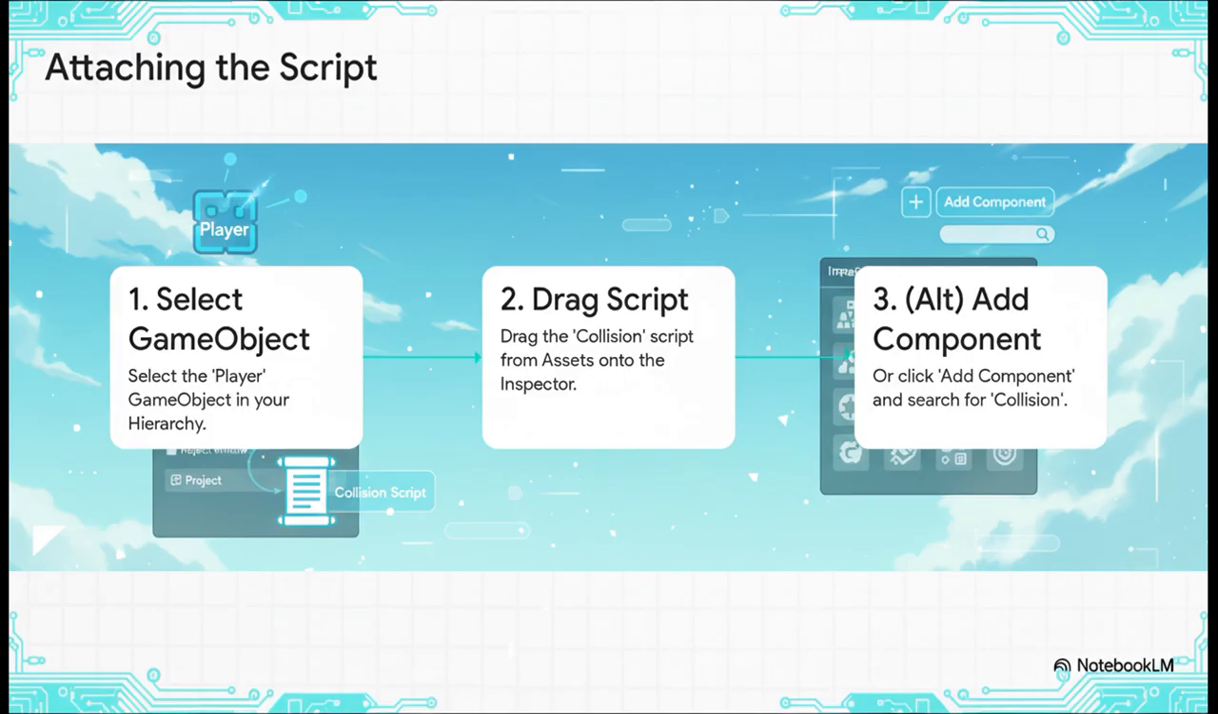The other way to do it is to click the Add Component button at the very bottom of the inspector, type collision into the search bar, and select it from the results. Both methods do the exact same thing.